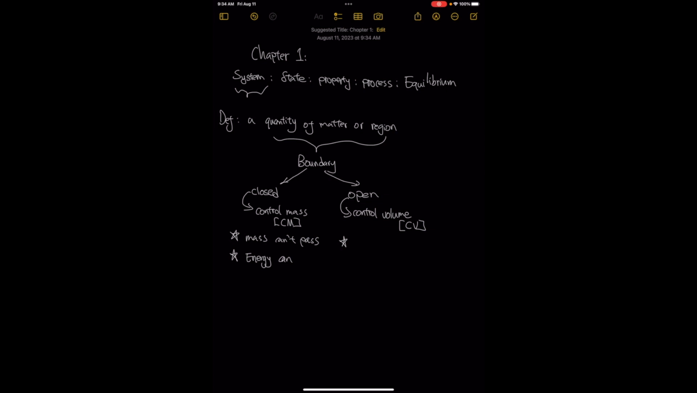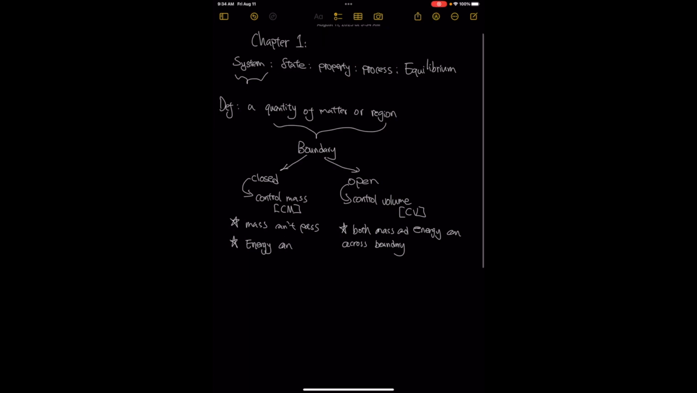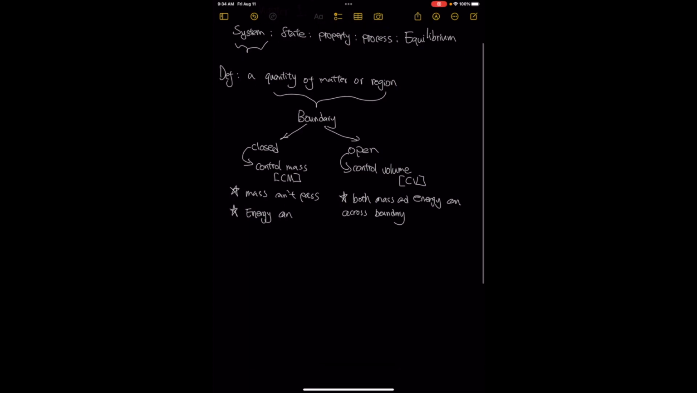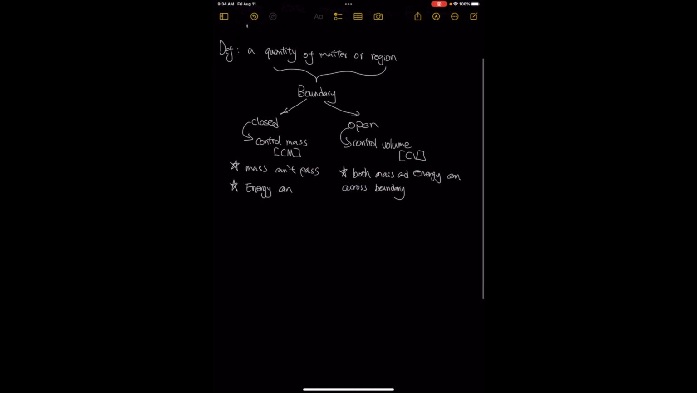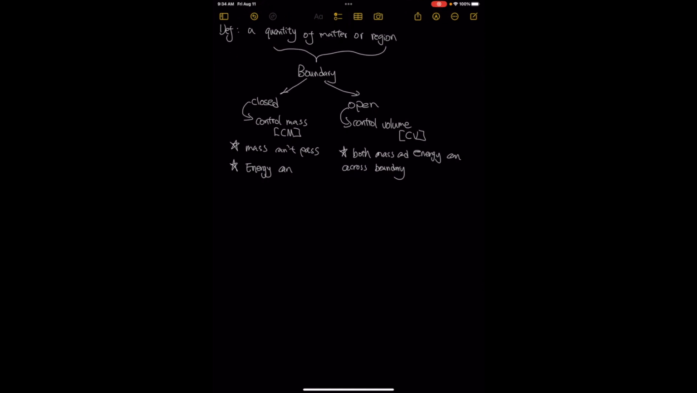Control volume, both mass and energy can cross the boundary. So that's the major difference, right? I want you guys to keep this concept in mind. And now let's look at some examples.